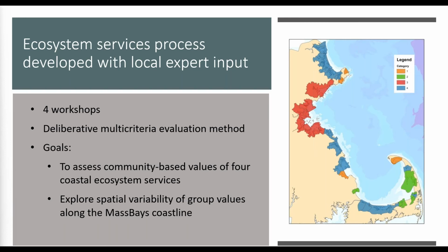A workshop was held for stakeholders from each of the 4 embayment categories shown in the map on the right. These embayment categories are the ones I described earlier, which were clustered together based on their similarities of resources and stressors. A deliberative multi-criteria evaluation method was used, one, to assess community-based values of coastal ecosystem services, and two, to explore spatial variability of group values along the MassBays coast.